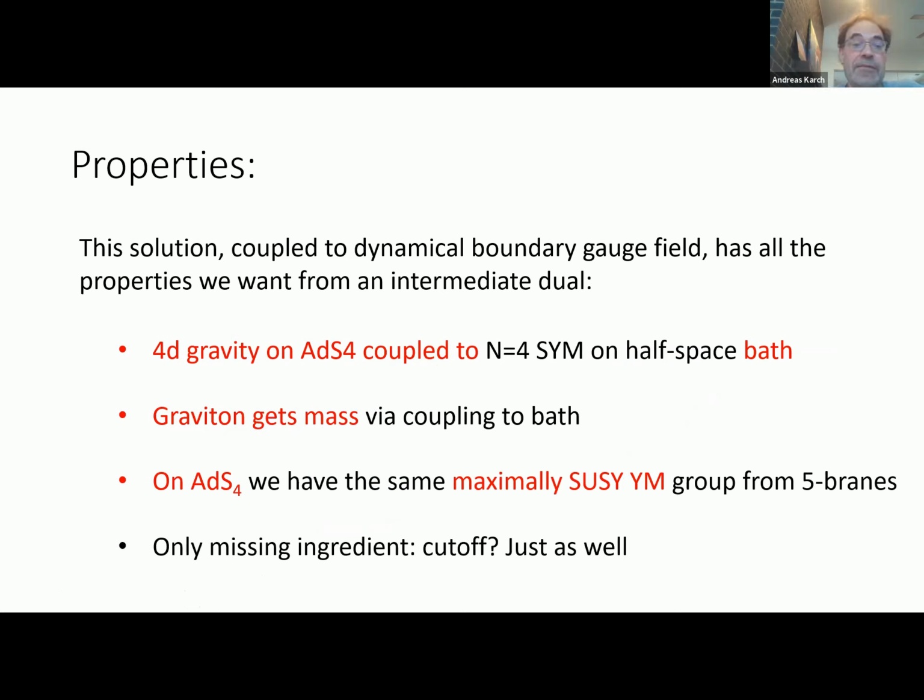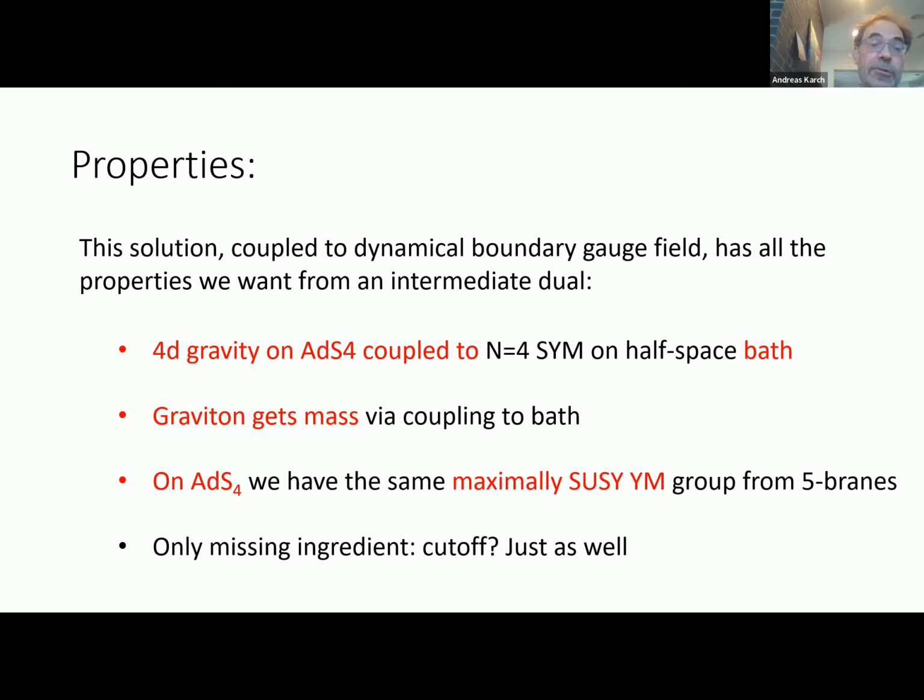And this solution that we just described, coupled to the dynamical boundary gauge field by hand, has all the properties we want from some intermediate dual, right? The theory that we just described has 4D gravity on AdS4 times some compact internal space. And it's coupled to N equals 4 super Yang-Mills on half space on this bath. And we did this coupling basically by hand, post-processing. We use holography to only calculate the 3D CFT partition function that gave us 4D gravity on AdS4. And then we coupled by hand to N equals 4 super Yang-Mills on the bath.